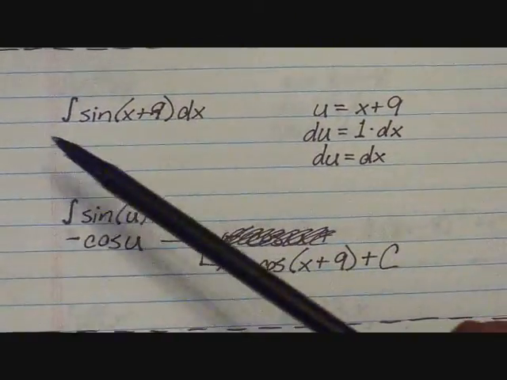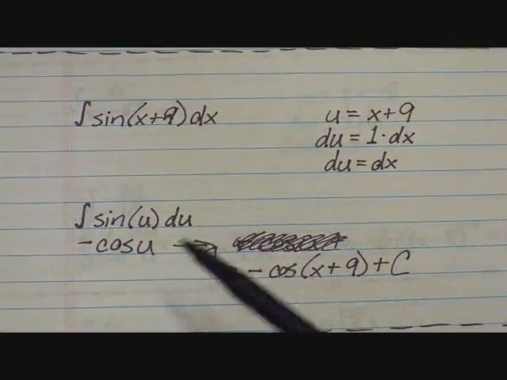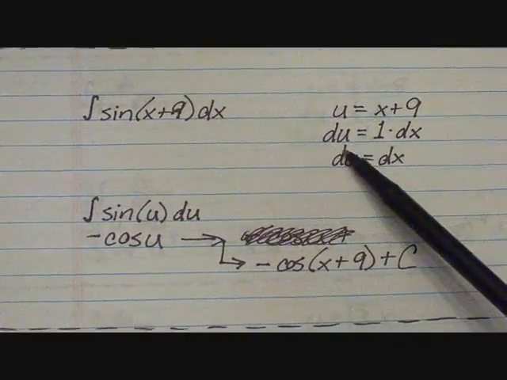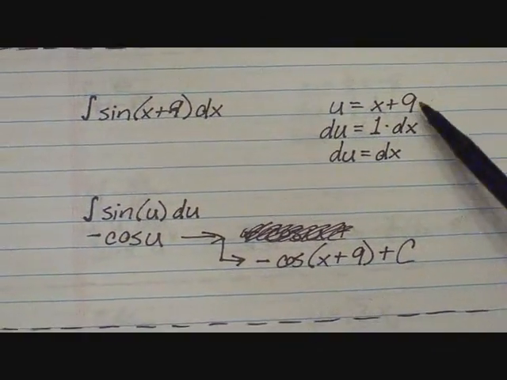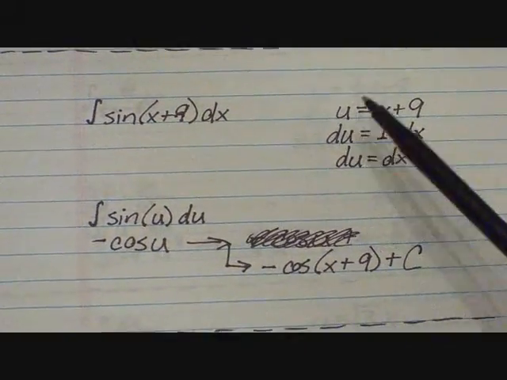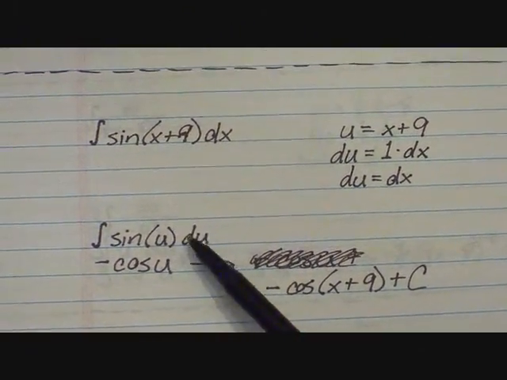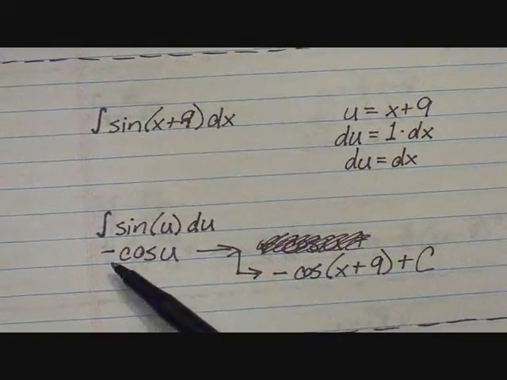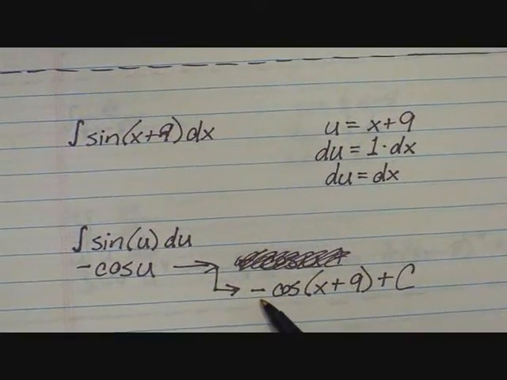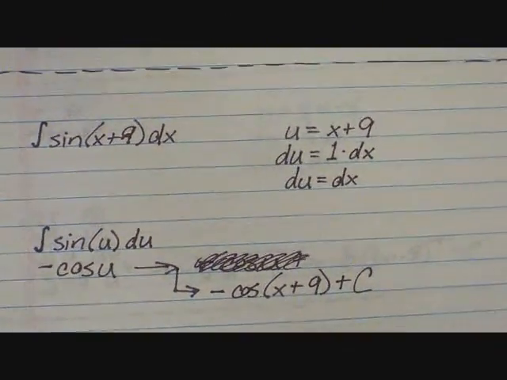Okay, so we have to evaluate the integral of sine of (x plus 9) dx. We take x plus 9 as our u, take the derivative, which gives us du equals 1 times dx, which simplifies down to du equals dx. Now we substitute the integral of sine u times du, which gives us negative cosine u, which then all turns into negative cosine of (x plus 9) plus c.